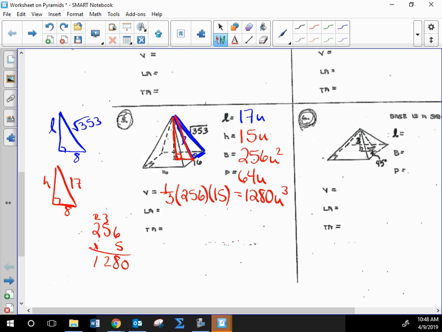All right, our lateral area. Our lateral area is 1/2 perimeter times slant height. Good. I would not recommend doing half of 17. What's half of 64? 32 times 17.